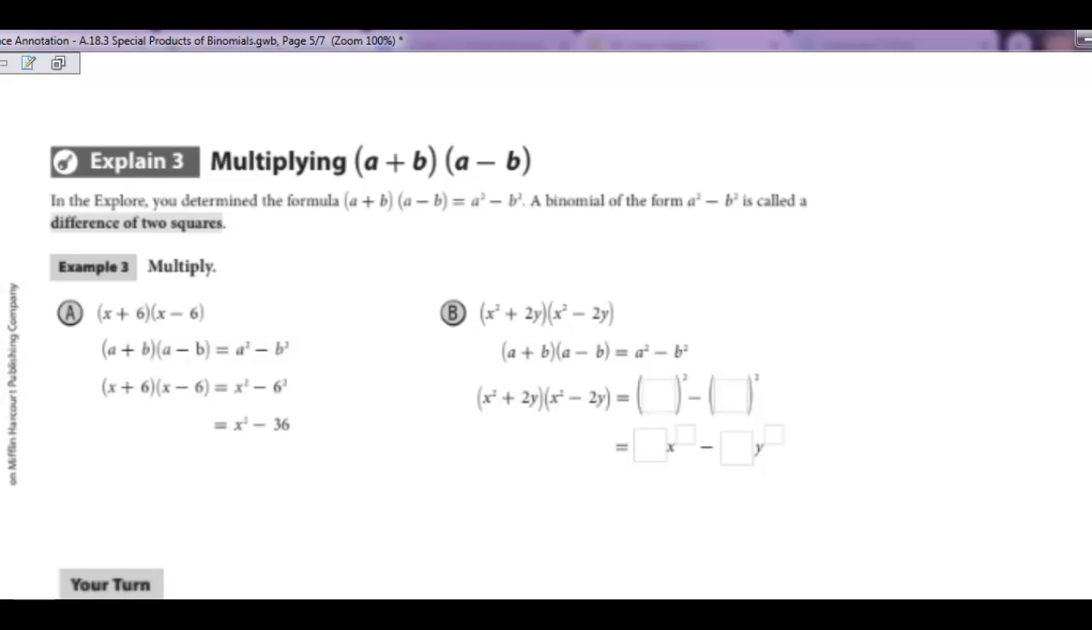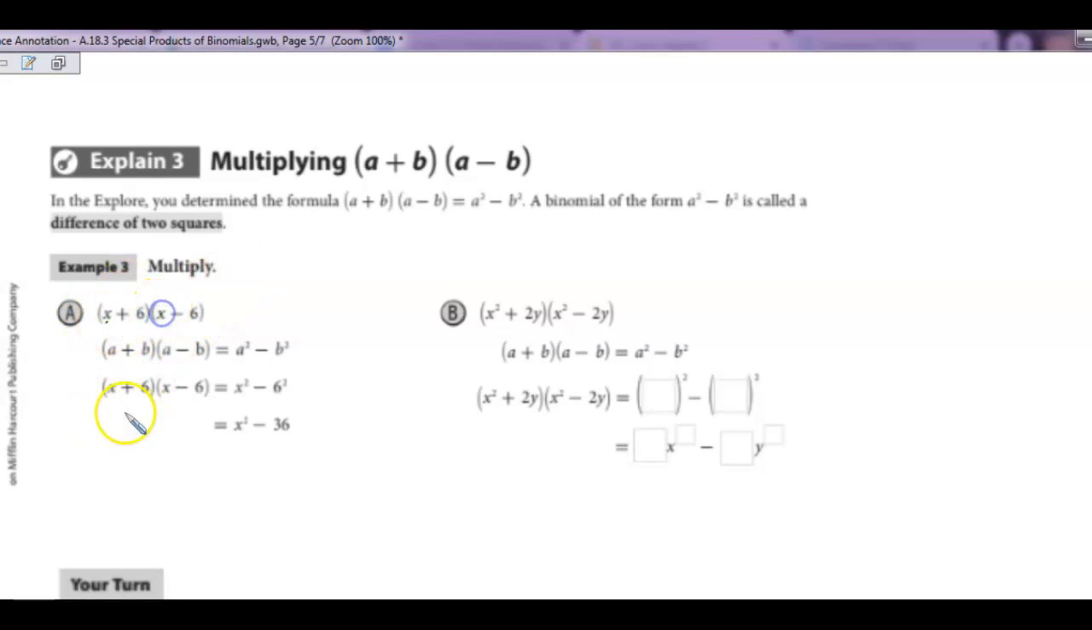Okay. Then we have where you're multiplying two binomials where the only difference is one is added and the other one is subtracted. This is called a difference of two squares. And it'll always be a binomial because these will cancel out. So if I have x plus 6 times x minus 6, having a terrible time talking today, I apologize.